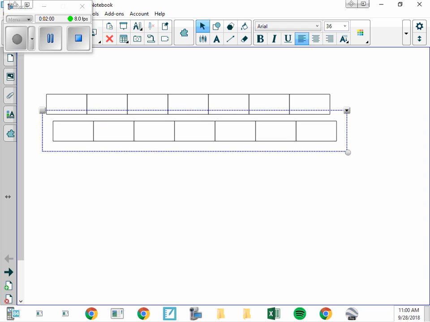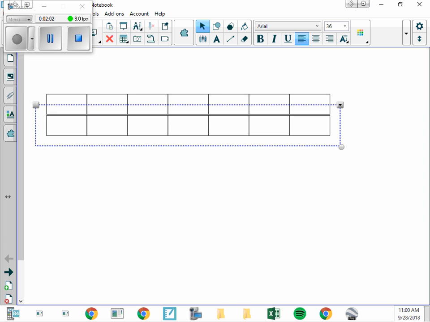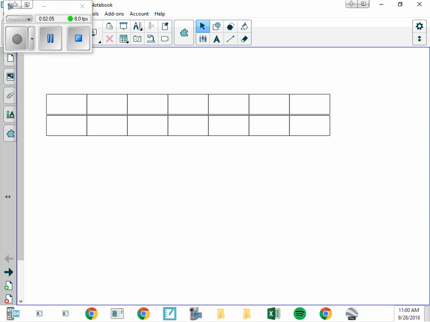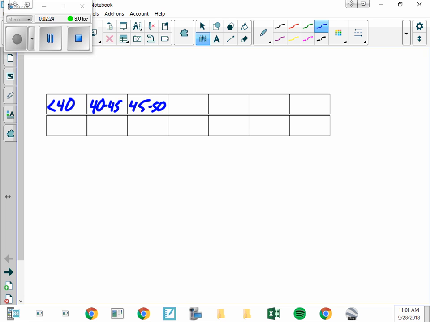You don't even really need a decimal because of the way that this works. Okay. So we have our times, we have our heights, and then there's a chart: less than 40, 40 to 45, 45 to 50, and so on. Classify your times into the correct box in this table.